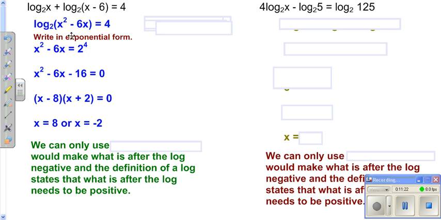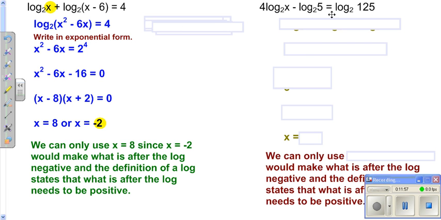Do these answers work? If I take this right here and plug it in here, is it positive? Yes. If I plug it in here and subtract 6, is that positive? Yes. However, if I come back and I try plugging in the negative 2, plugging in the negative 2 here puts it as a negative and it doesn't work. So we only are going to be using the 8 since the negative 2 causes you to get a negative after a log.